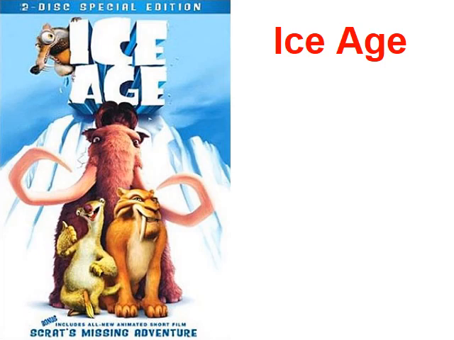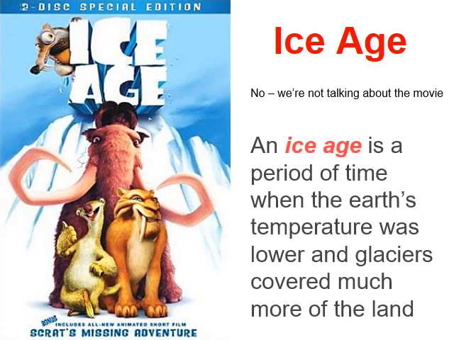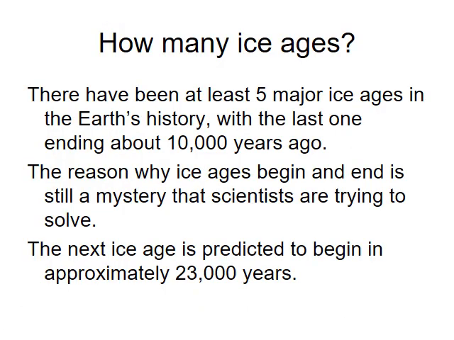Let's talk about ice ages. And no, we're not talking about this movie. An ice age is a period of time when the Earth's temperature was lower, so we had more glaciers, because at the end of the year, the glaciers had gained more ice than they had melted off in the summertime. So how many ice ages have we had? We've had about 5 different ones in history, with the last one ending about 10,000 years ago.